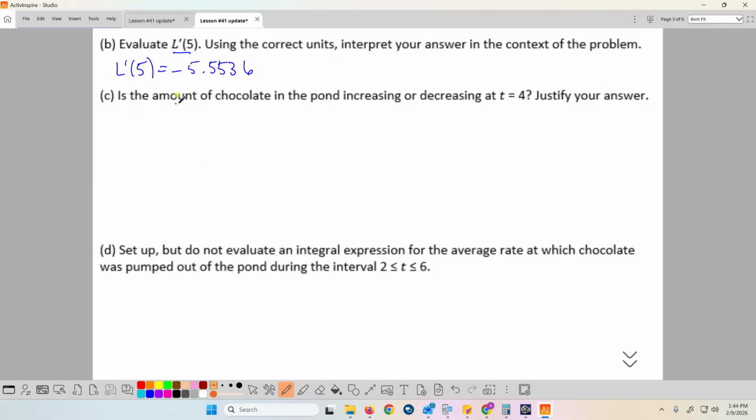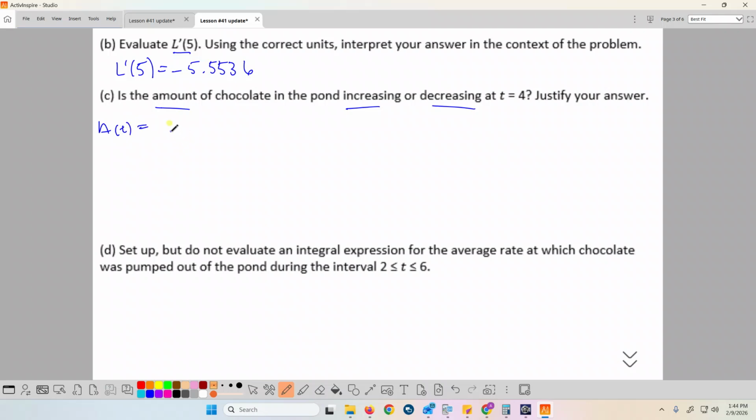Now, look at this next question. Is the amount of chocolate in the pond increasing or decreasing at a time of 4? Well, the thing is that when we see the terms increasing or decreasing, we normally think, oh, derivatives are positive, that's when it's increasing. Derivatives are negative, that's when the function is decreasing. Well, the thing is, we haven't quite written that amount function yet. So let's go take a minute and write that out, okay?